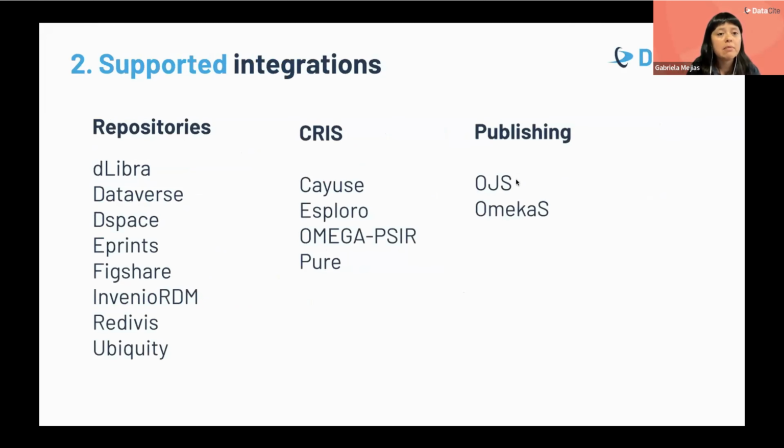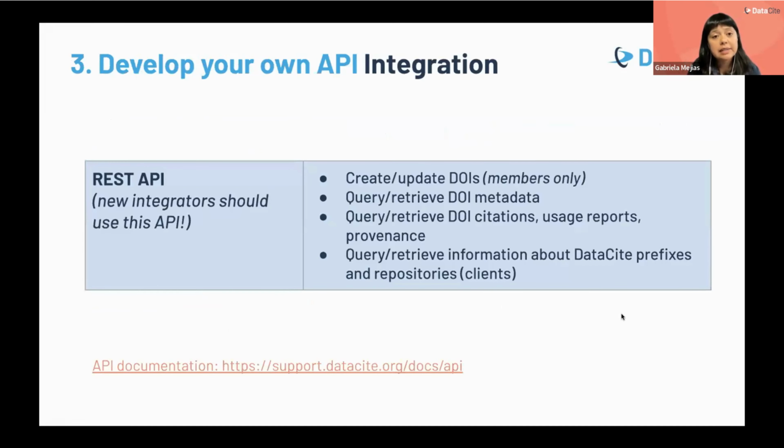So you can see that there are many repository systems that are already connected with DataCite, also CRIS, and publishing systems. And the third way is if you don't use any of the previously mentioned systems, then you will need to develop your own API integration. This means to integrate the DataCite API into your systems or into your workflows. So we offer a REST API, and this allows many functionalities.